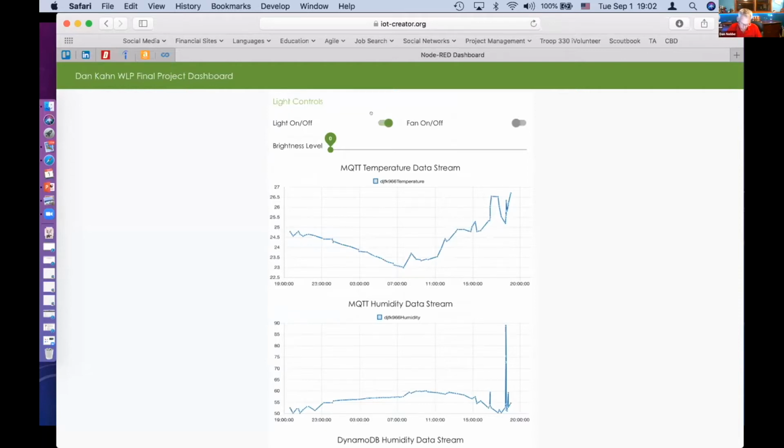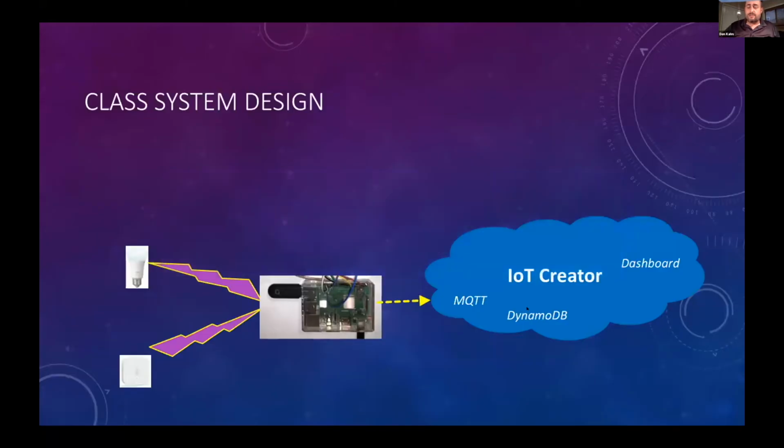The light turns on and off, or I can control the brightness of the light using a slider. I'll get to the rest of this in a minute. That basically sends commands back to the Raspberry Pi, which turns the light on or off.